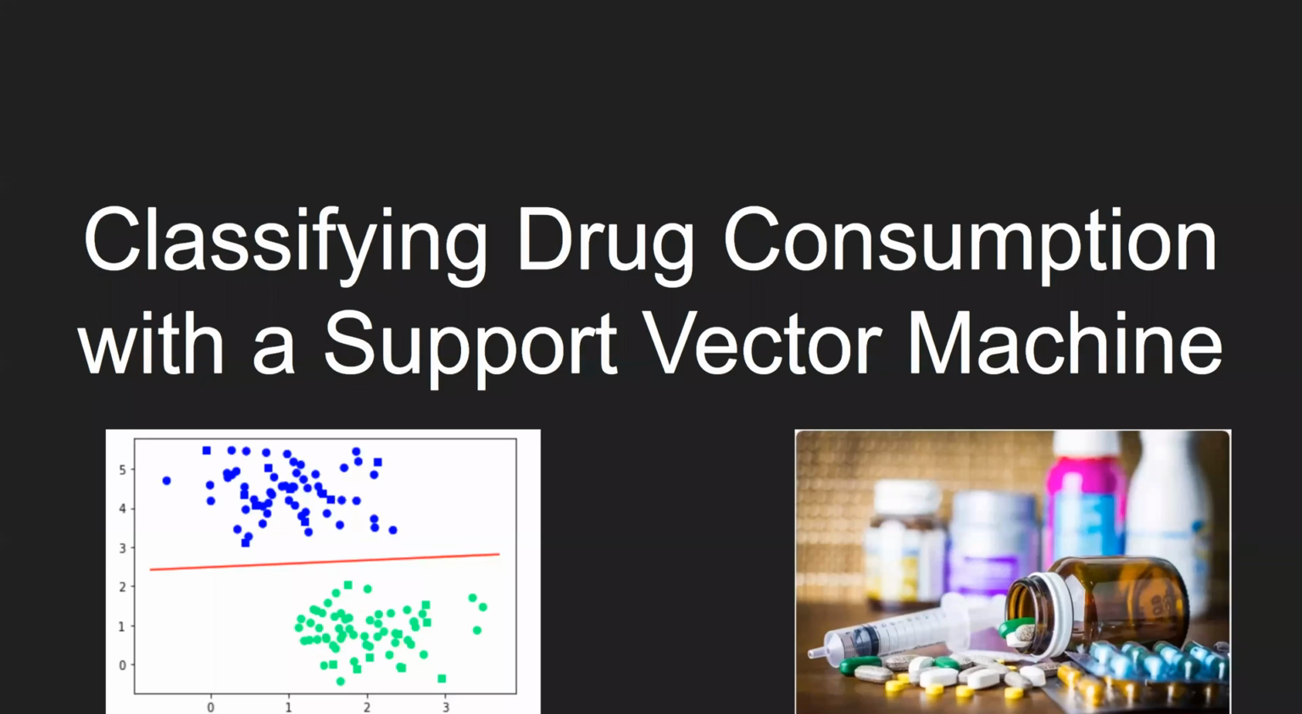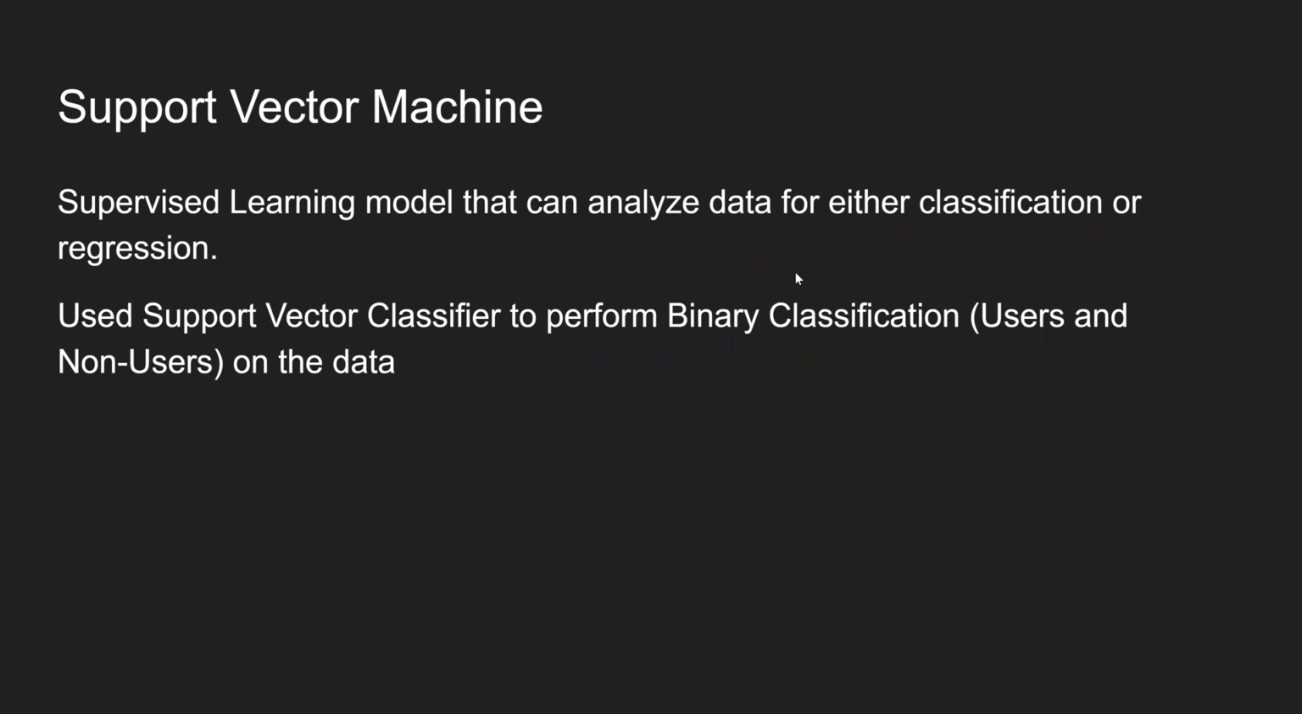Hello, everyone. So today we're going to go over classifying drug consumption using a support vector machine. So what exactly is a support vector machine, you ask? It is a supervised learning model that can analyze data for either classification or regression. And in this project, we specifically used the support vector classifier to perform binary classification, which classifies two different classes from the drug data into users and non-users.